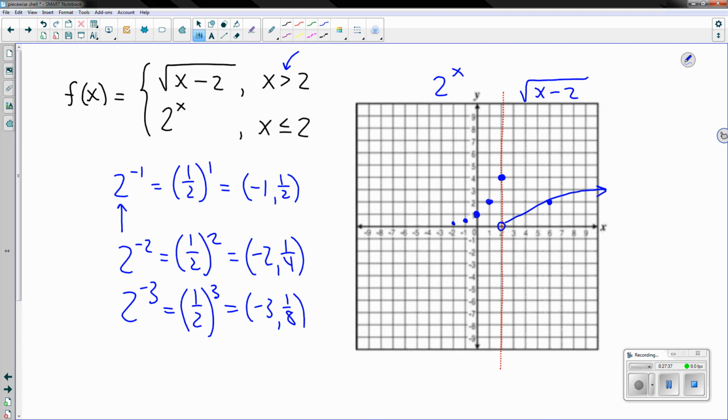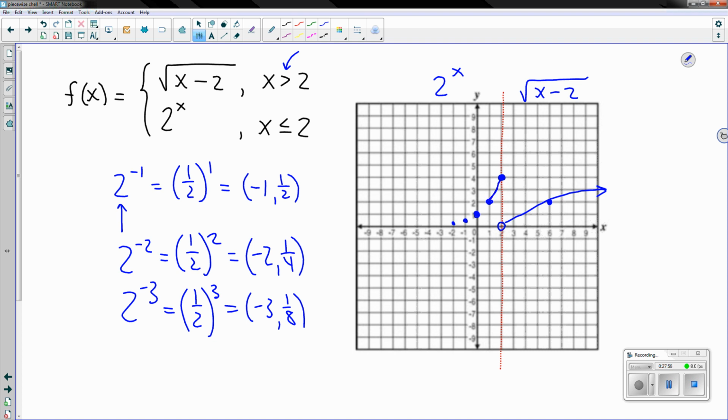And if you were to continue this process for all these negative numbers, you're always going to notice that the output is greater than 0. Because if I take a positive value and raise it to any exponent, whether it's 0, a positive number, or a negative, the output is always positive. So this graph is going to stay above 0. And in fact, it's never going to reach 0.